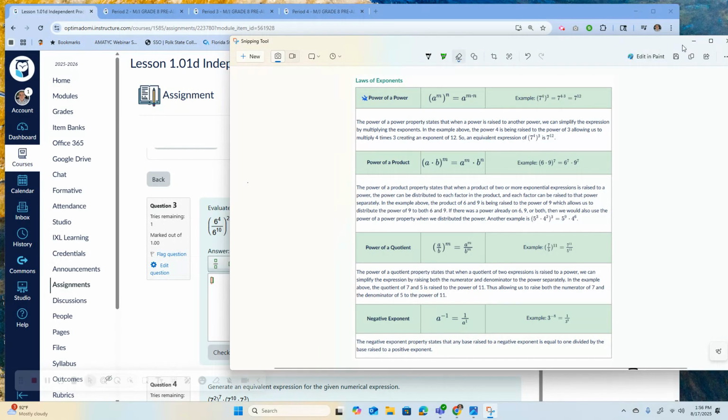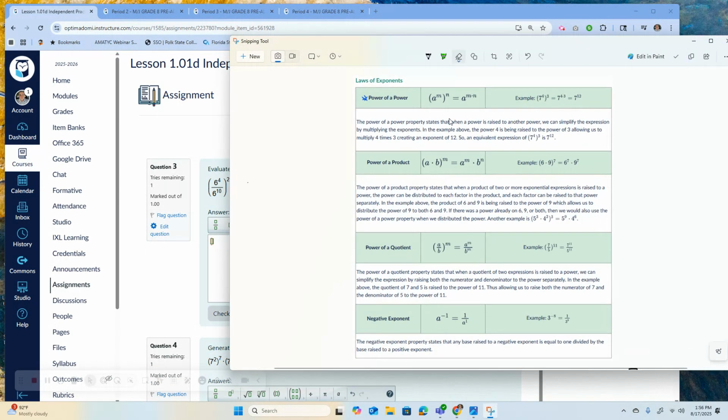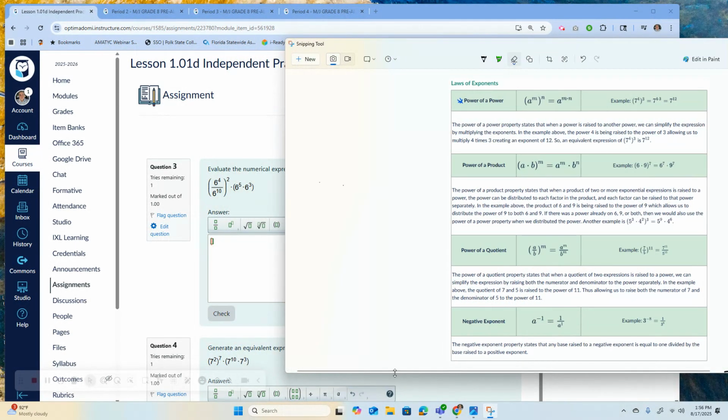I shared with you that one of the first things I like to do is to get rid of the parentheses. So let me write this down first. First problem I have here. Okay, so we have parentheses, 6 to the 4 power over 6 to the 10 power. And then I close the parentheses. There's an exponent outside, the second power, times another parenthesis, 6 to the 5th power times 6 to the 3rd power, close the parenthesis.